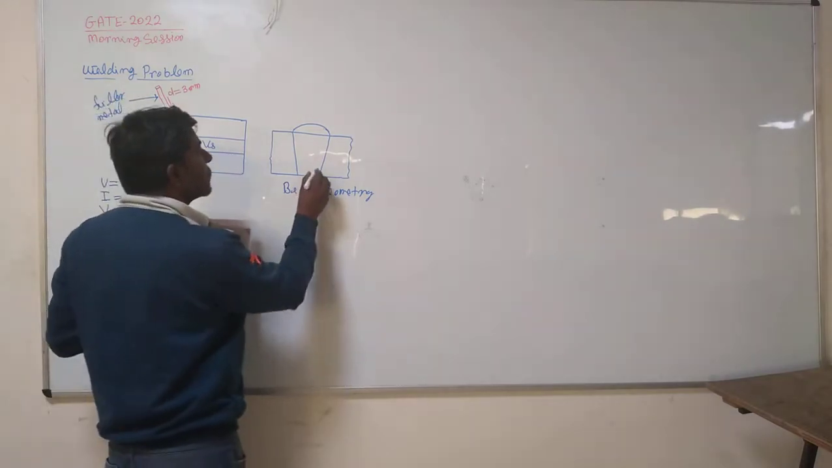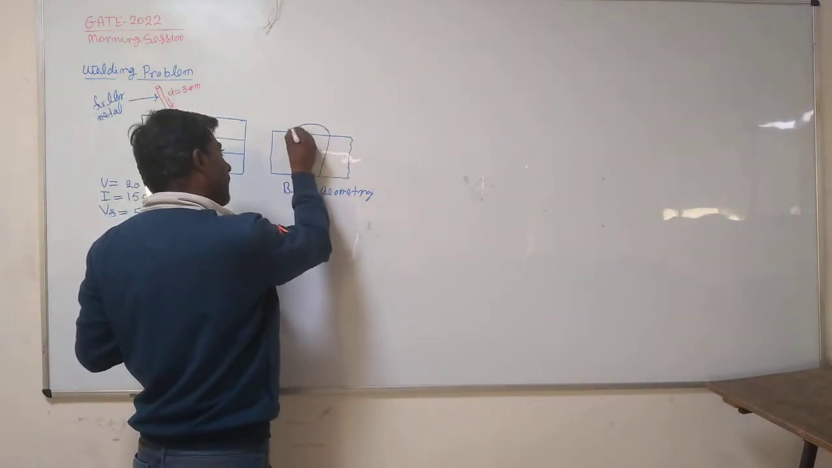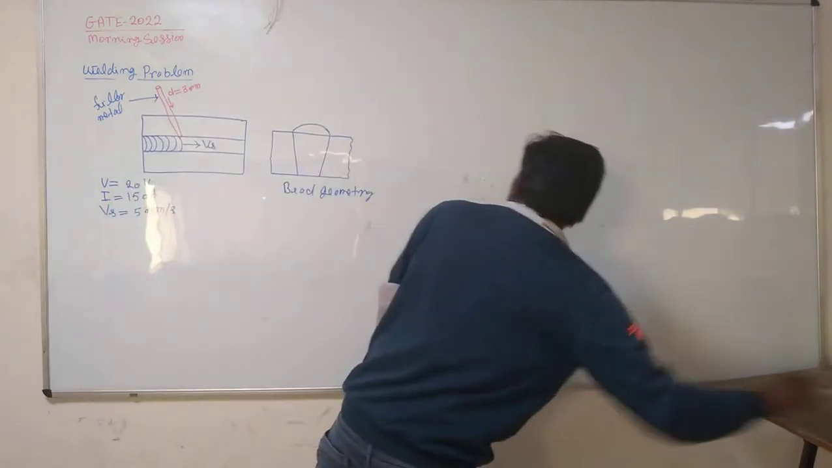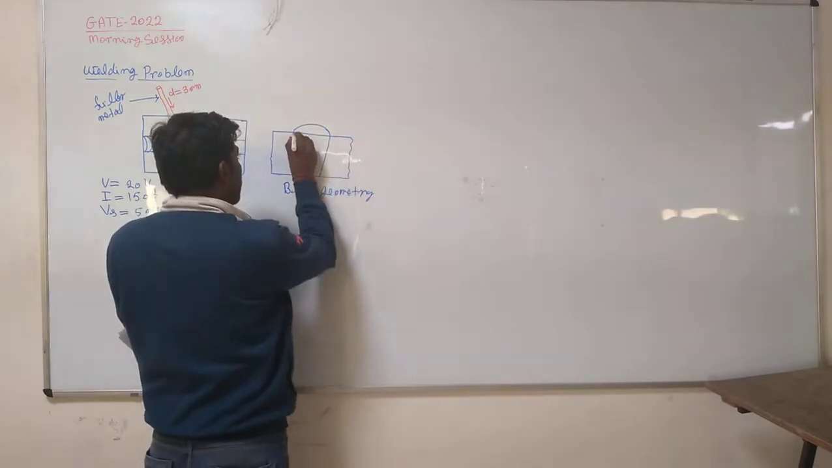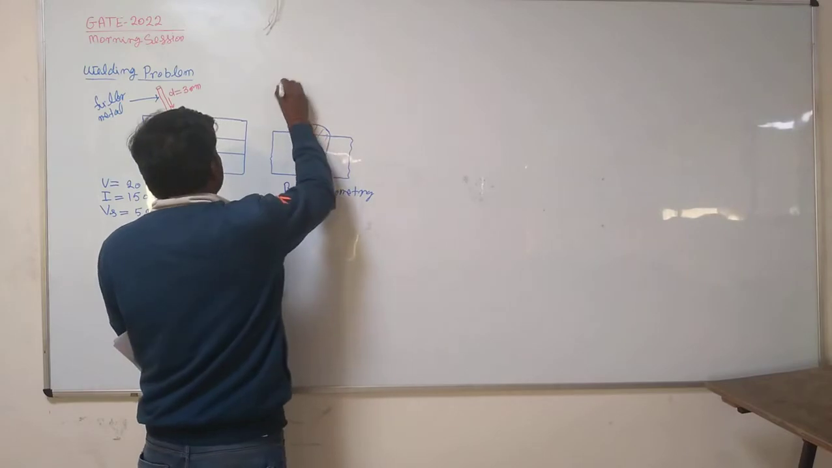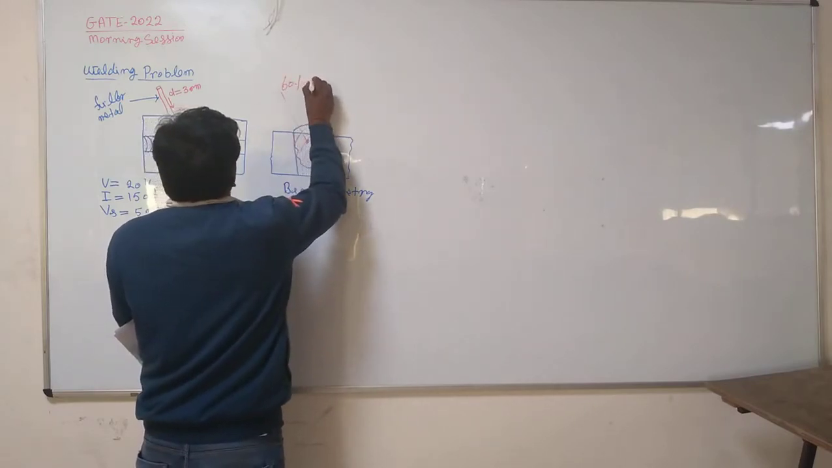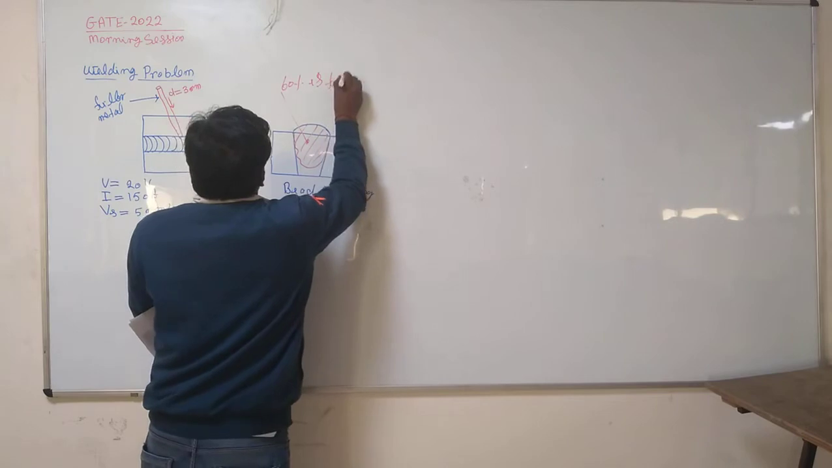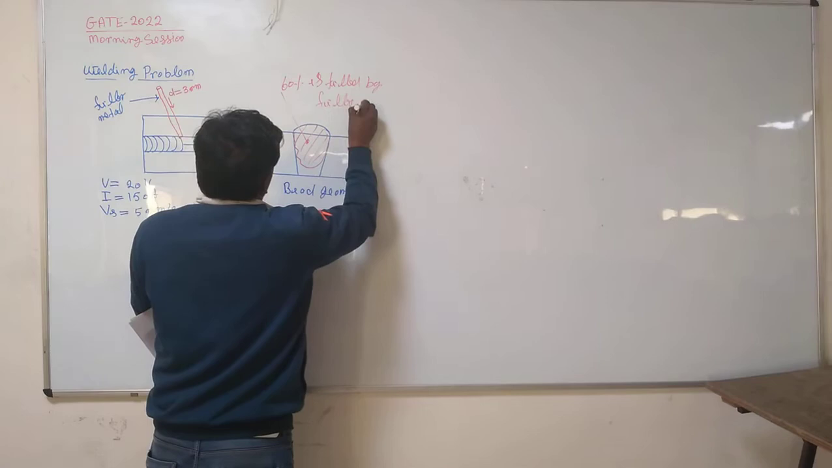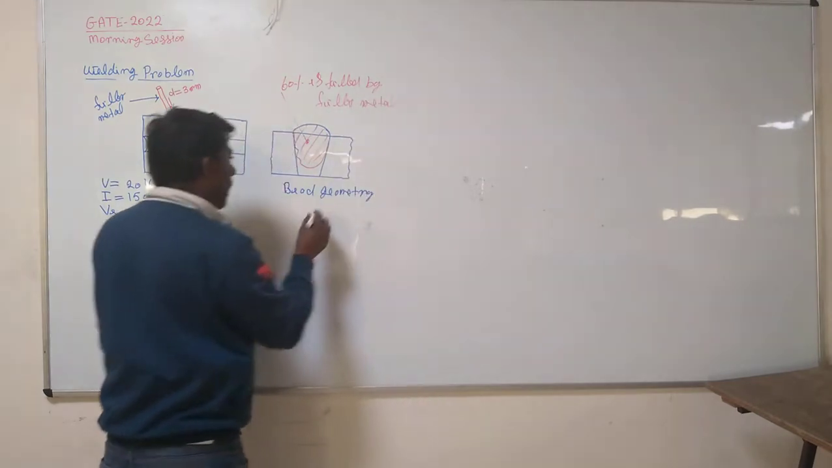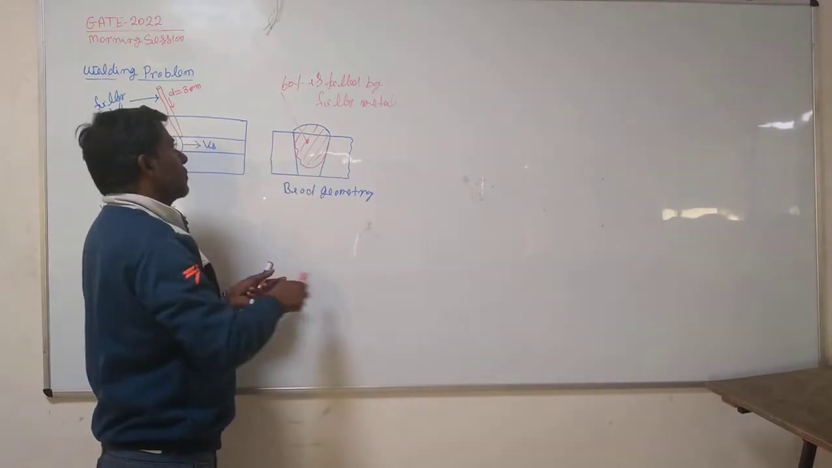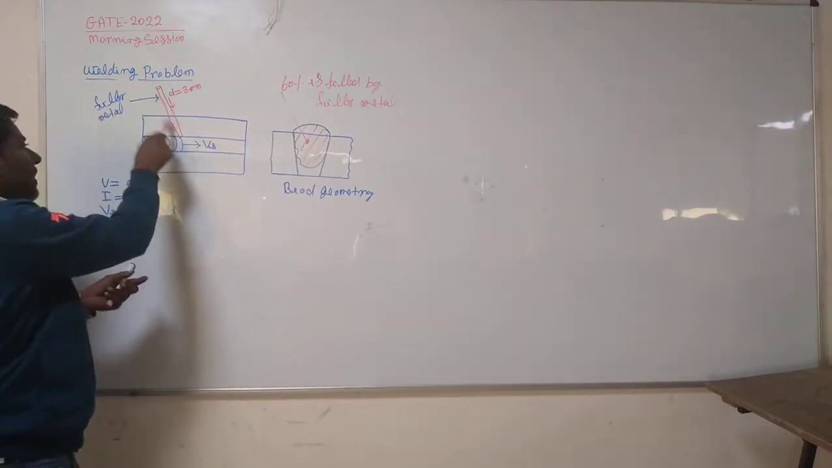Okay, so out of this total area, total volume, total material in the bead geometry, 60% is filled by the filler material. So let us say this one is 60%, and this 60% is filled by the filler metal. Remaining 40% is filled from melting the workpiece material itself. So only 60% is filled by this filler metal.